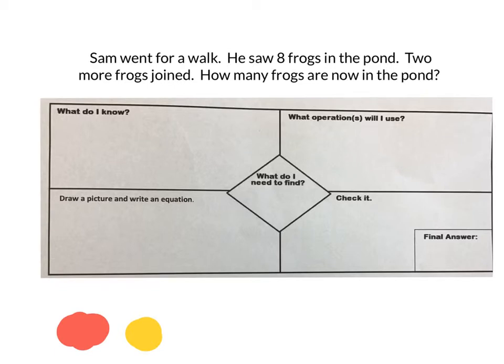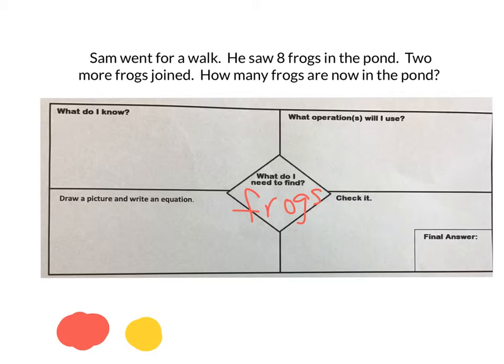Sam went for a walk. He saw 8 frogs in the pond. 2 more frogs joined. How many frogs are now in the pond? So what do I need to find? I need to find how many frogs are in the pond. I'm going to write frogs.